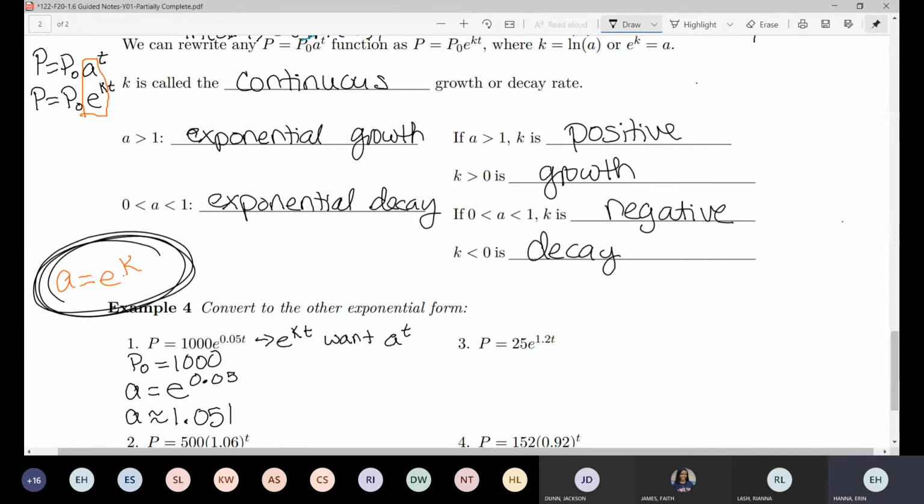You've got all you need. You can write the equation now. It's that simple, and hopefully it seems simple. I should avoid the word simple. So our equation in the other form would be 1000, 1.051 to the t. Done.